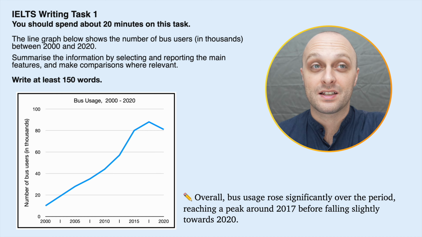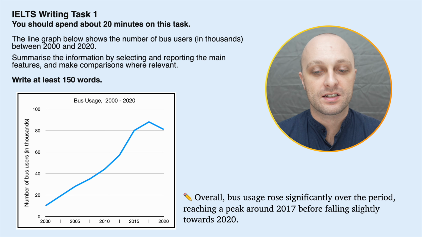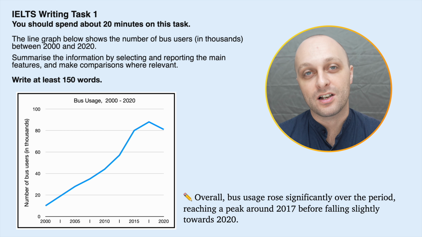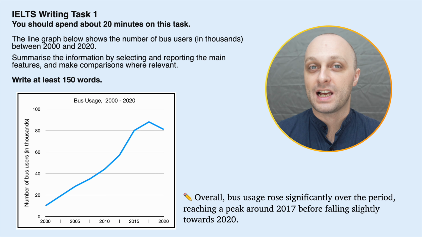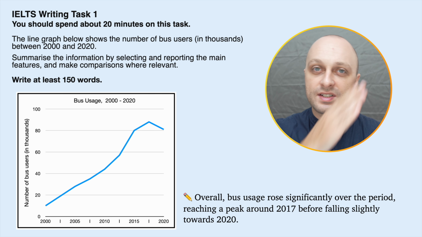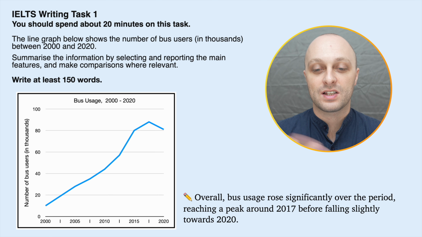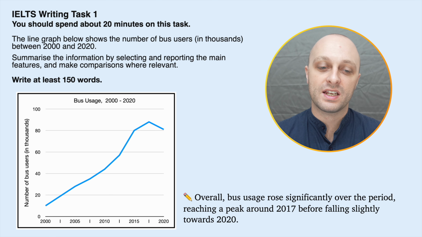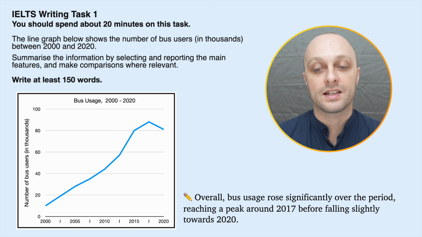Let's unpack this very quickly. Overall, right? So the main trend, we see an increase, a rise. So rose, and we have an adverb, significantly. Okay, so we see quite a steep, quite a strong rise over the period. We also put the peak, right? And the time, when did it peak? Around 2017. And then we've got that slight dip or fall.